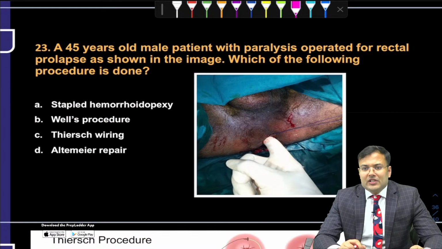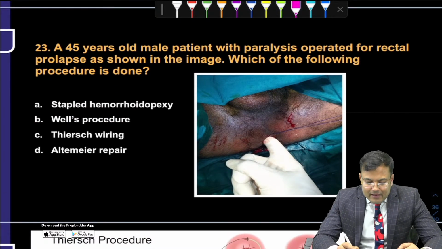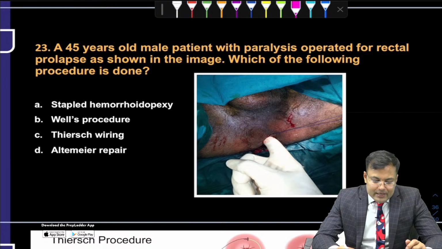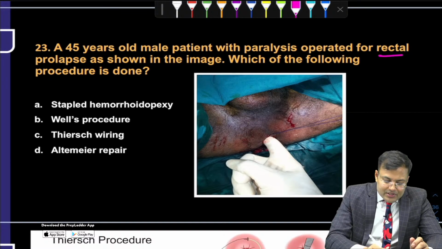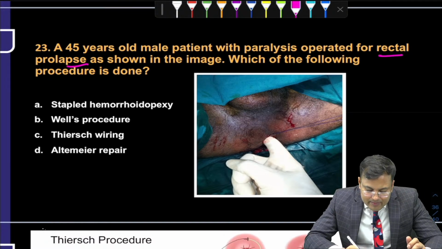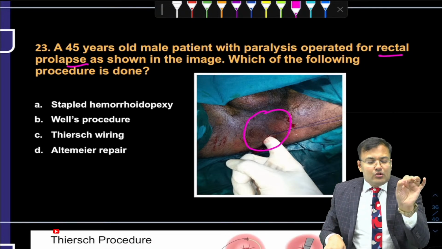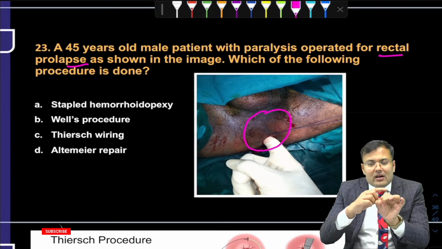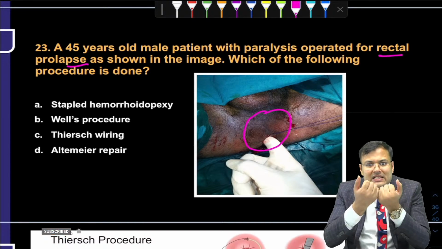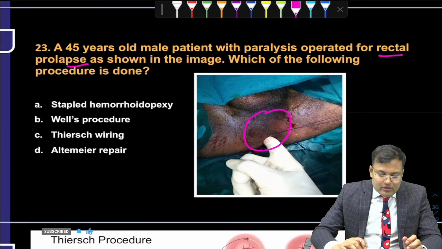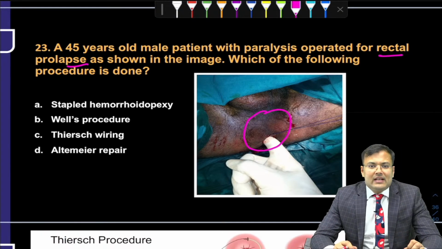This is a latest question. A 45 year old male patient with paralysis was operated on for rectal prolapse. This patient has rectal prolapse, and if you see the image, you can notice two threads. Around the anus, a thread is applied and the surgeon is tightening these threads. Now see what this procedure is. Tell me, what is the correct answer?